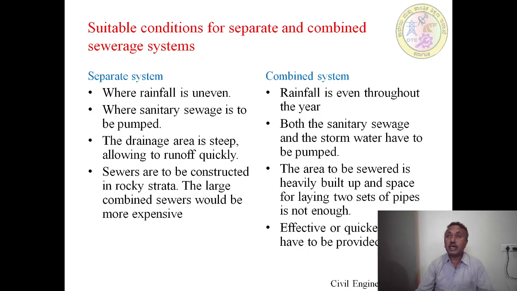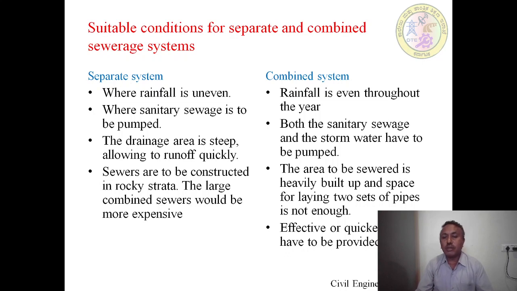Where the drainage area is steep, meaning in the entire locality where we are going to lay the separate system the drainage area is steep, the runoff will be quick, so in that area we can adopt the separate system. Also where sewers are to be constructed in rocky strata, large combined sewers would be more expensive because the diameter will be big. So this will be the suitability.